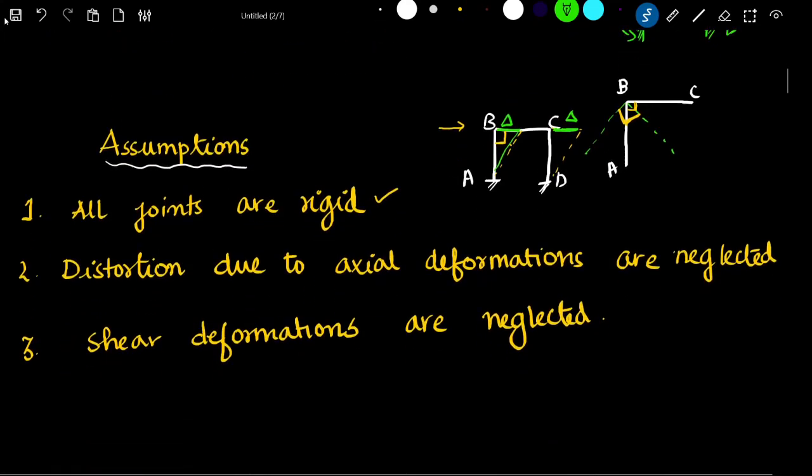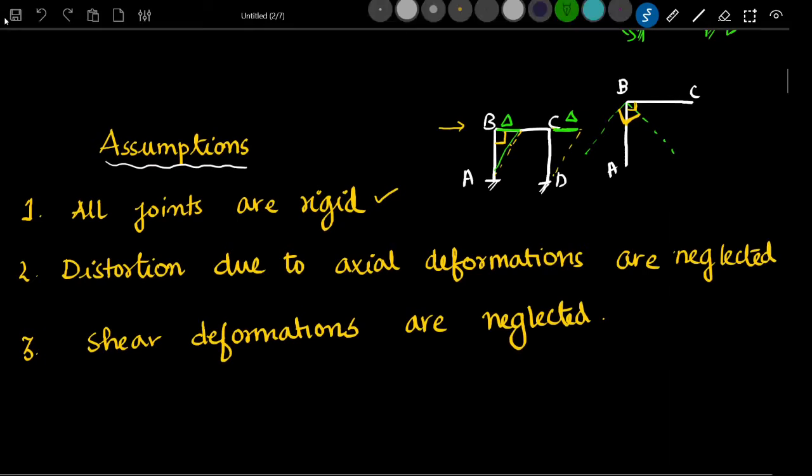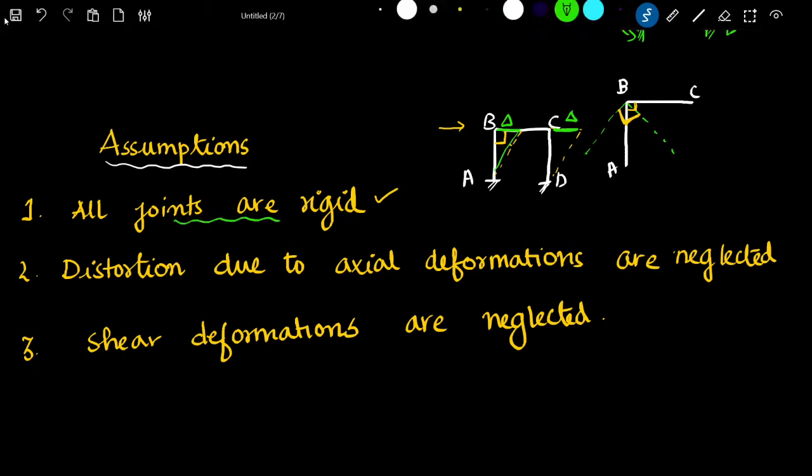So before moving on to the equation, we need to know about the assumptions made in deriving it. The first assumption is that the joints are assumed to be rigid. That is, consider a frame ABCD, and consider a certain joint B, and say some deformation is made to this B such that it becomes B dash C dash. We can see that the angle remains the same, that is, no angle deformation is occurring. So this joint is considered to be rigid.